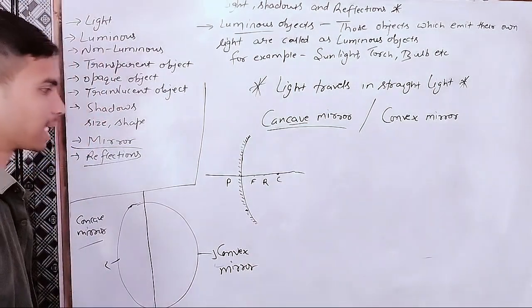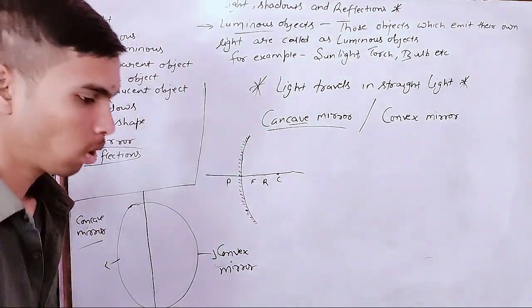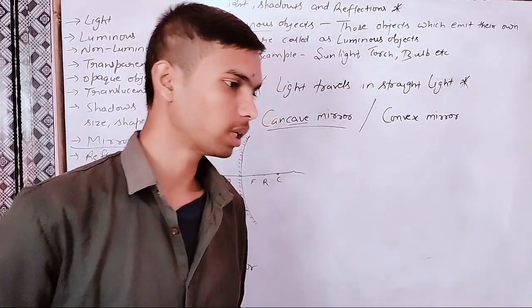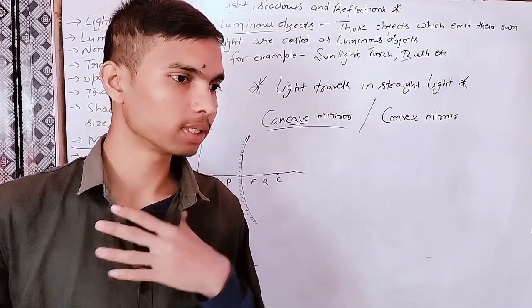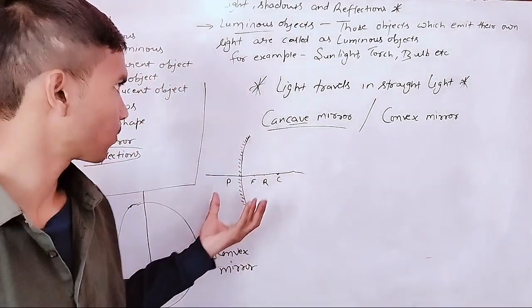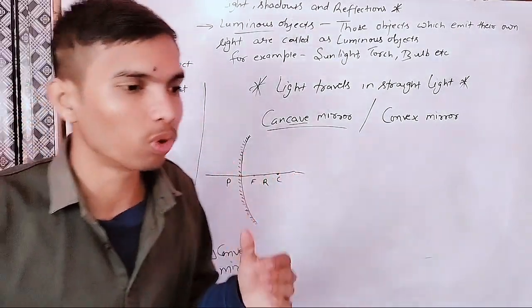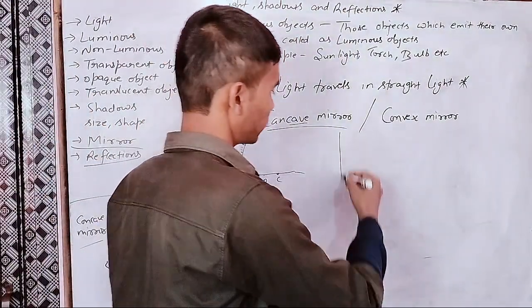Curvature like this. So here, a concave mirror would describe that my shape is inward. The surface of a concave mirror would be inward, and convex.